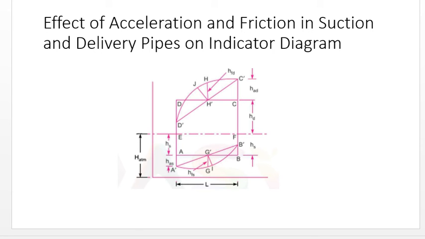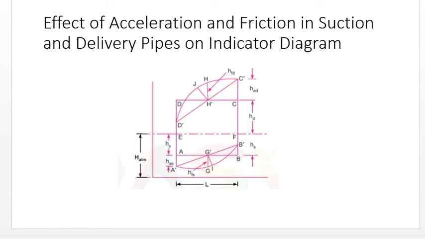HAD is the maximum value at the beginning of the delivery stroke. When theta is equal to 0, HAD is positive, and in that condition the total pressure head will be HD plus HAD, similarly as it was in the suction stroke. So this value will be HD plus HAD, and this value will remain above this EF line. EF is the atmospheric pressure head line.